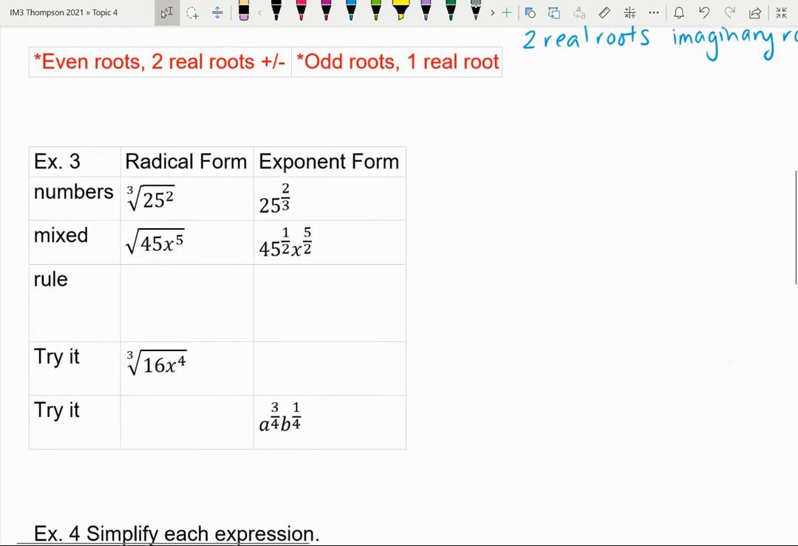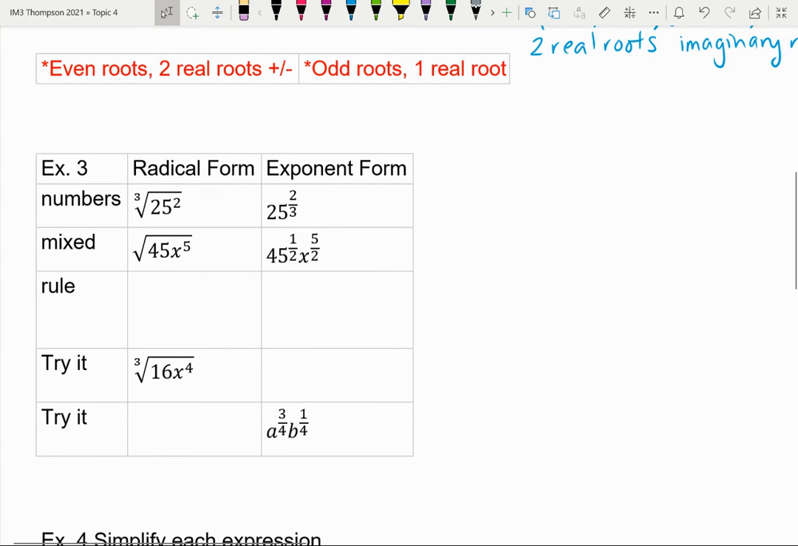And there's a table there for you to jot down. And the table is really to summarize and go over practice for how to write things from radical form to exponent form. So review from Math 2, but expanding on it like we do in Math 3.